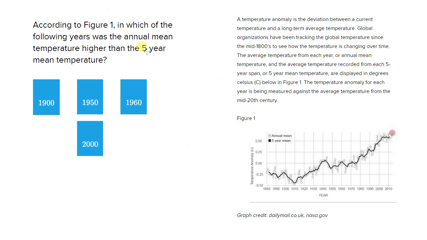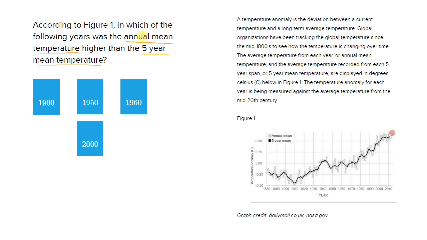This is Jake Bazicki with an ACT Science data interpretation question. Now in this question, we're going to look at figure 1 and see in which one of these 4 years the annual mean temperature was higher than the 5-year mean temperature.